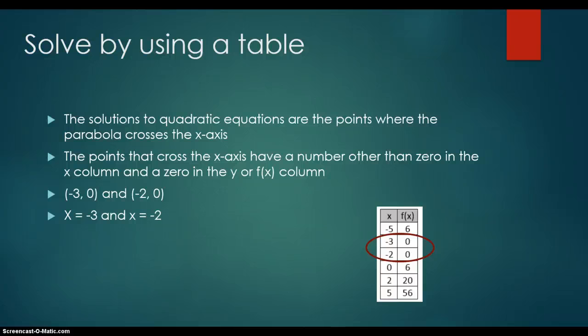Here we see (-3, 0) and (-2, 0). So that tells you right away that those are the two solutions that you're looking for. And you can write it as points, (-3, 0) and (-2, 0), or you can write it as x equals -3 and x equals -2.